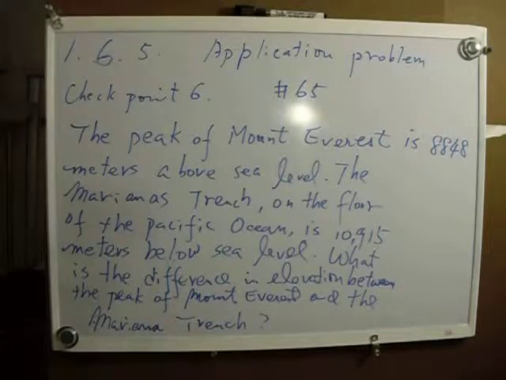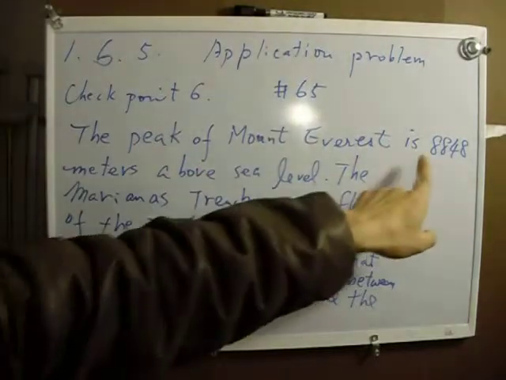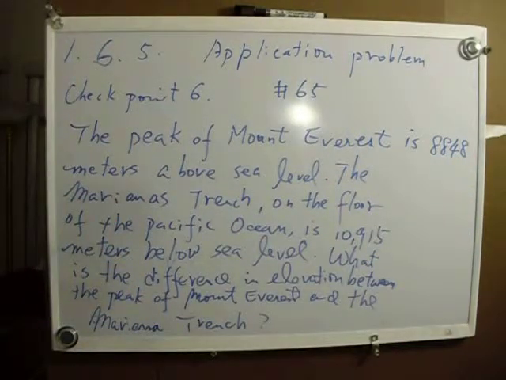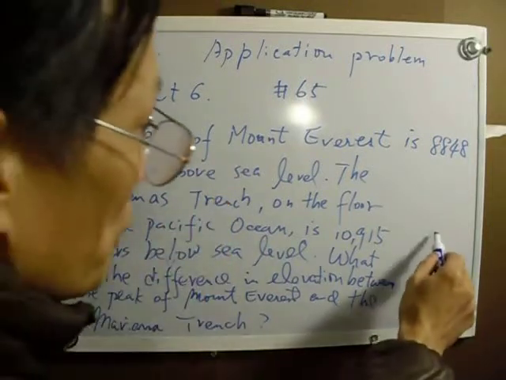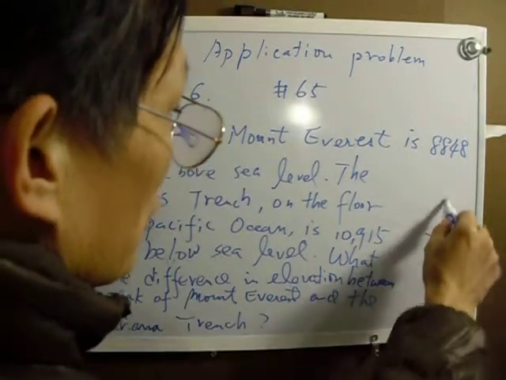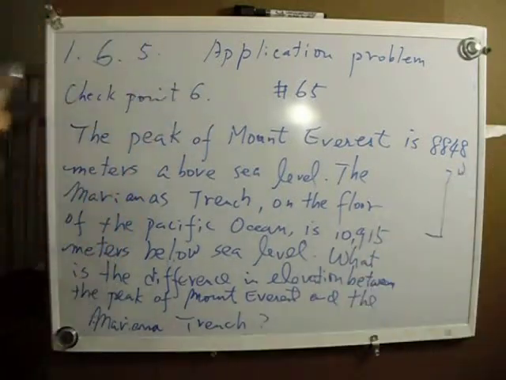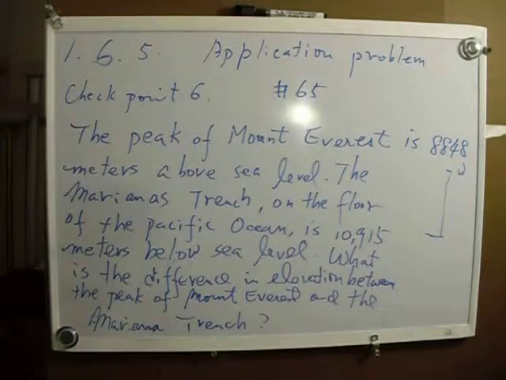Let's read it. The peak of Mount Everest is 8,848 meters above sea level. Above sea level, assuming this is sea level. And this mountain is 8,848 meters above sea level.